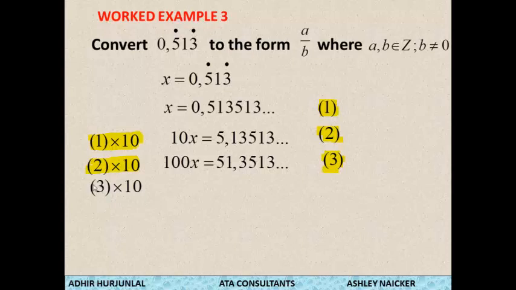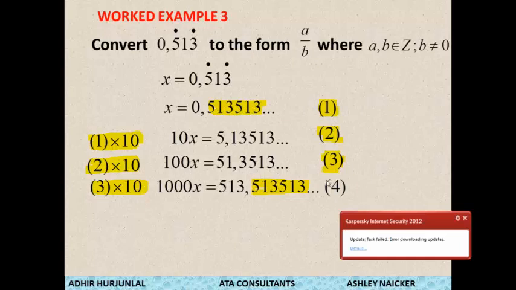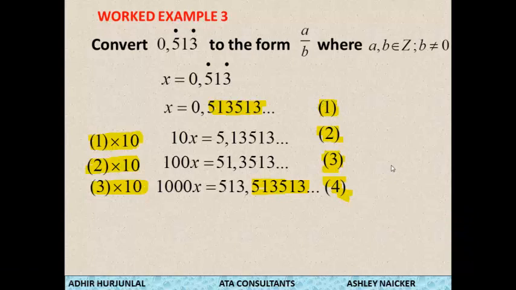Equation number 3 multiplied by 10. I end up here with 100x multiplied by 10, which is 1000x. 51,351,3 continuing here, multiplied by 10. The decimal point moves one place to the right. I end up with 513,513,513. Now, you can notice these digits after the decimal comma are exactly the same as those digits after the decimal comma. Which means if I have to choose any two equations to subtract, obviously it's going to be this equation number 4 minus equation number 1.